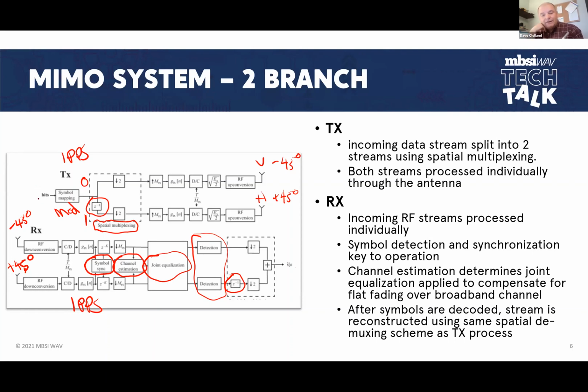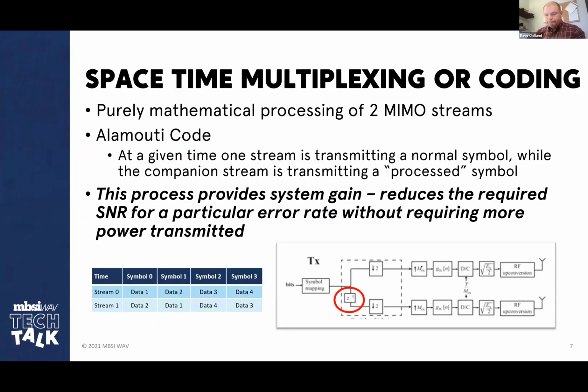Plus, I have the advantage here of the MIMO streams interacting with each other over the air, and we'll see in a second what that means. All right. So let's look at this space-time multiplexing or space-time coding. The algorithm itself, the code itself, is called Alamouti, right here.